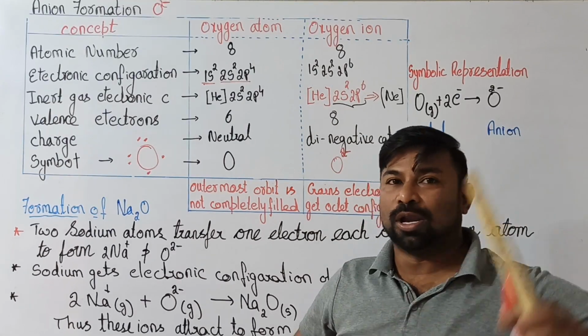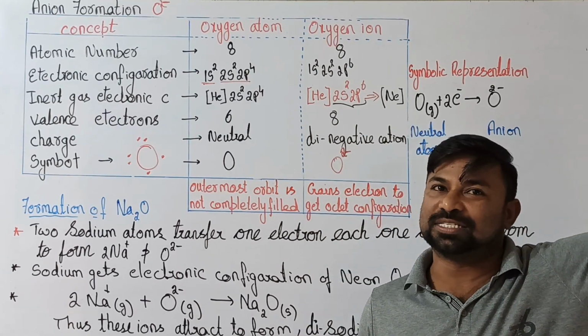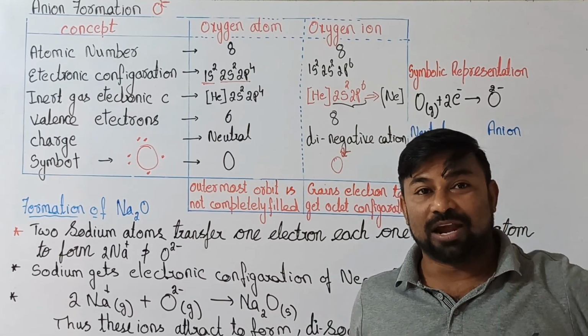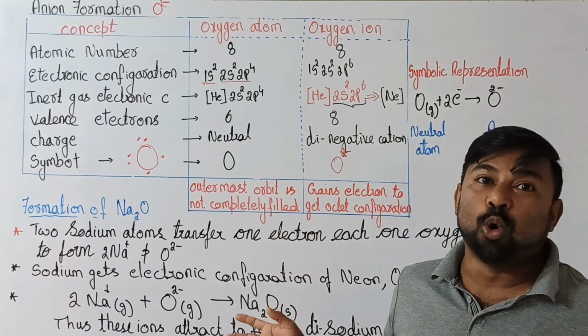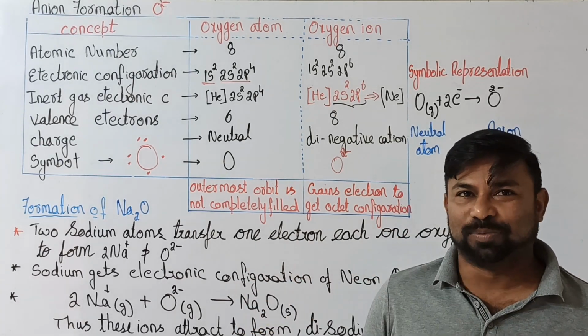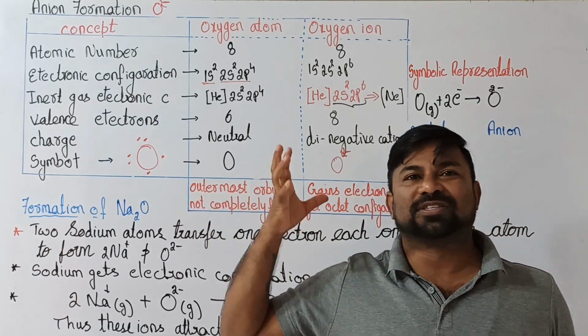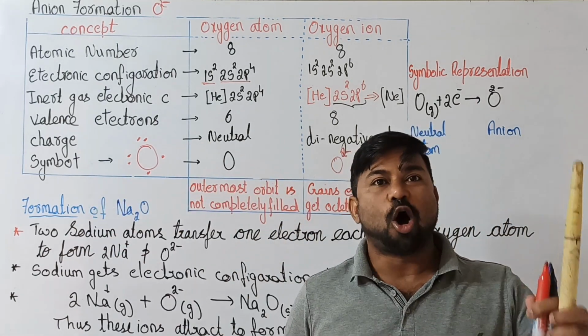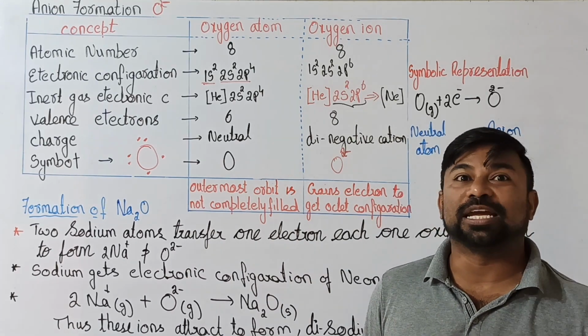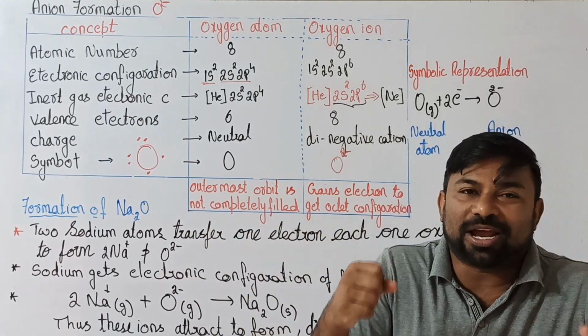Fine. Now cool. Now we are ready with the cation, which is nothing but 2Na plus, and we are ready with the anion O2 minus. What happens? Please remember, they are oppositely charged. Sodium plus ion, which is a cation, is positively charged. Oxygen 2 minus is nothing but negatively charged. The opposite charges attract each other.